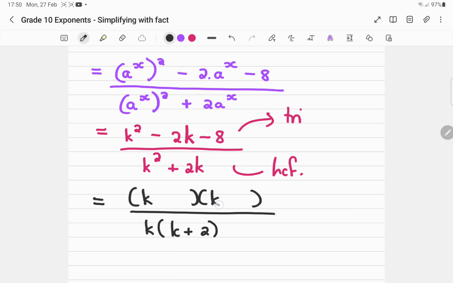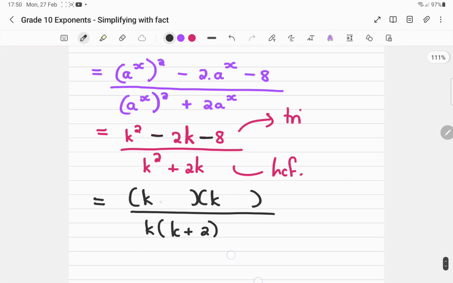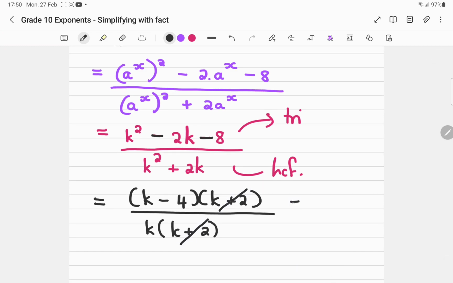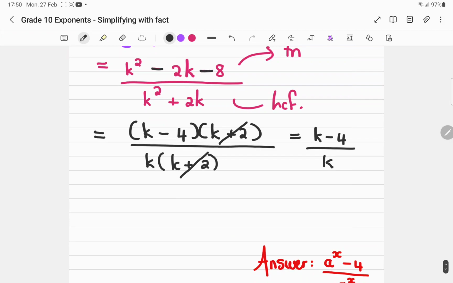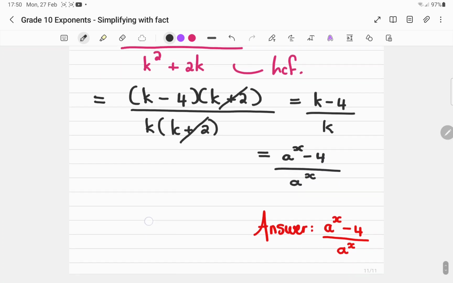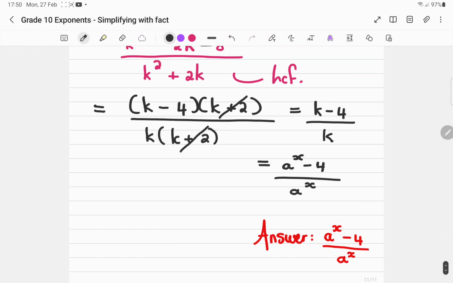That's quite quick and easy. For the trinomial, the signs are different. The first one is a minus. And 4 times 2 gives you 8. And minus 4 plus 2 does give you the negative 2k over there. Oh, wonderful. So what is left? If I can divide that out, then I'm left with k minus 4 over k. But remember that I substituted k with a to the power x. So your answer should be a to the power x minus 4 over a to the power x, like it states there.